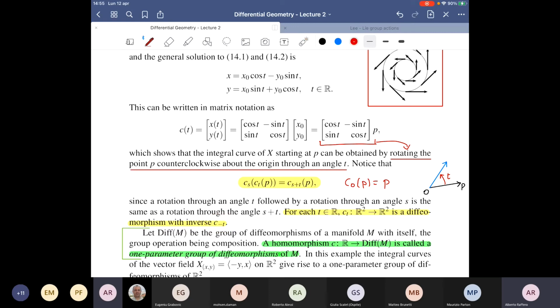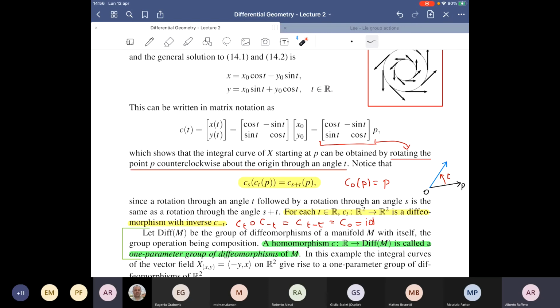And this is just because if you compose C of t with C of minus t, you will get C of t minus t because of this relation. And so this would be C0, which is just the identity because of this fact here. So in particular, what's going on here is that for each time, first of all, the integral curve is defined for each time. And we shall see shortly that this is not always the case. But in this case, it is defined for every real time.